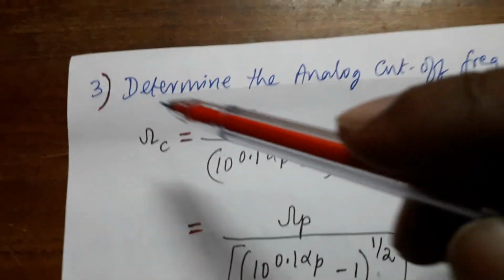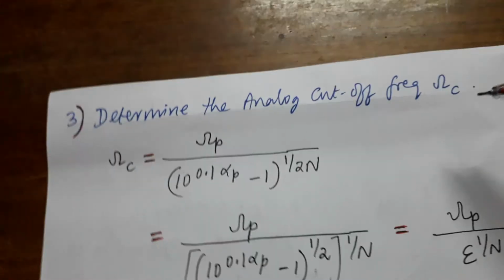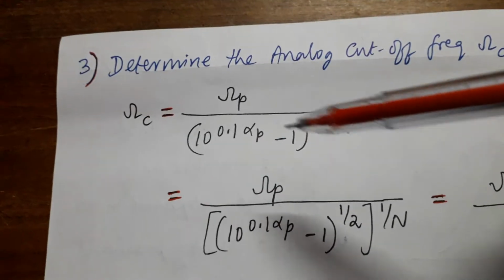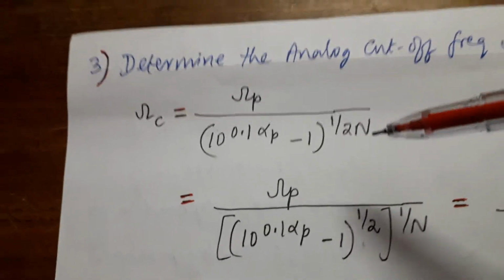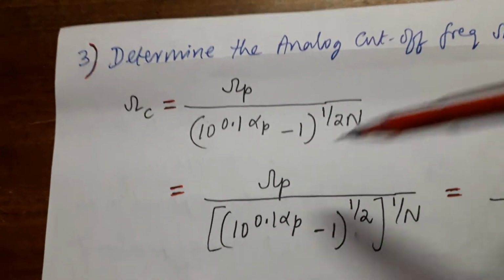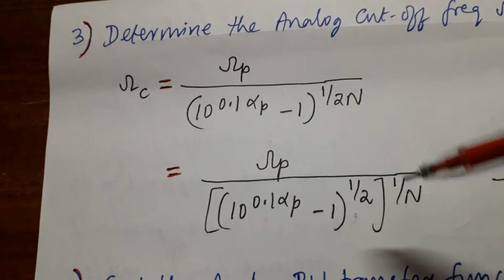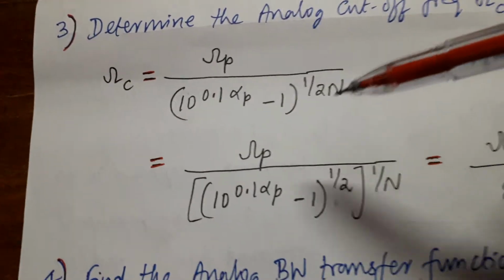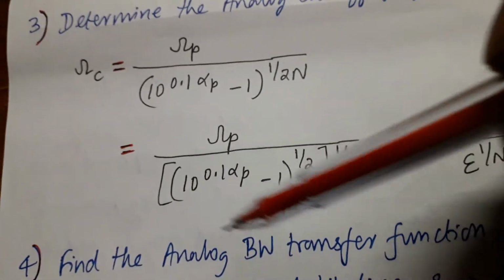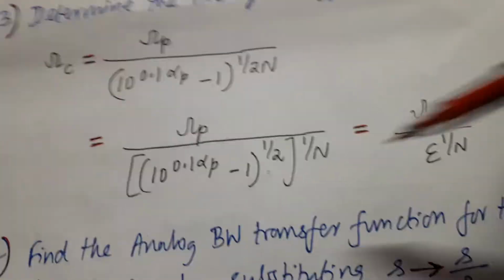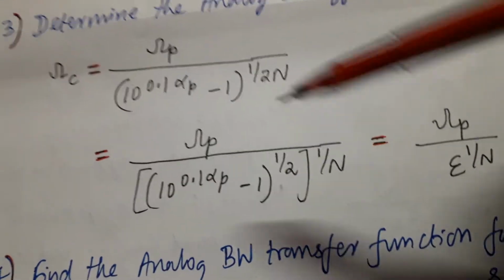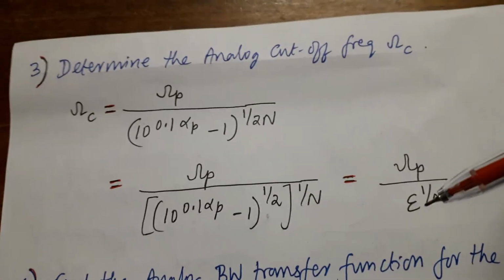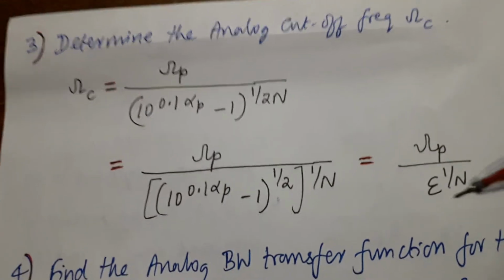Third step, we have to determine the analog cutoff frequency omega c. Omega c is equal to omega p by (10 power 0.1 alpha p minus 1) whole power 1 by 2N. This can be written as 1 by 2 power 1 by N, because (a power m) whole power n is a power mn. Again, this is nothing but root of this one. Already we have seen this epsilon. If alpha is given, use this formula. If epsilon is given, use this formula. When you do the problem, you will understand what I mean by this.